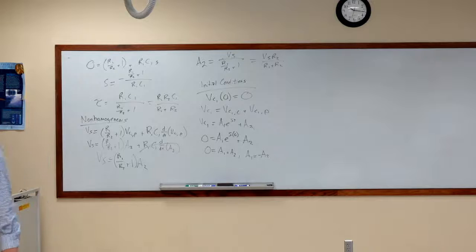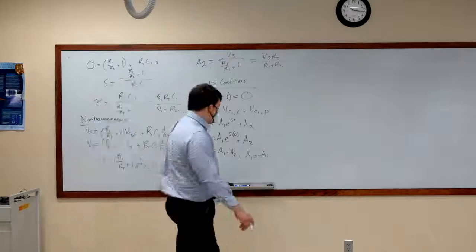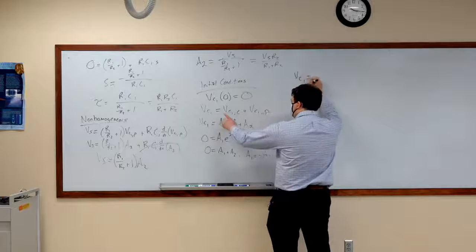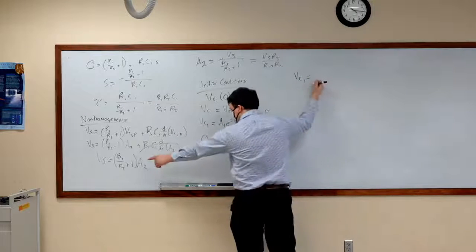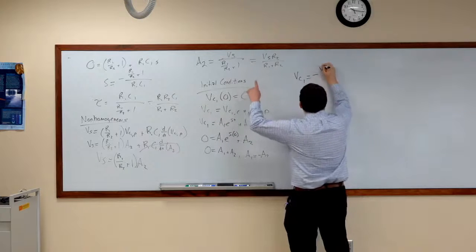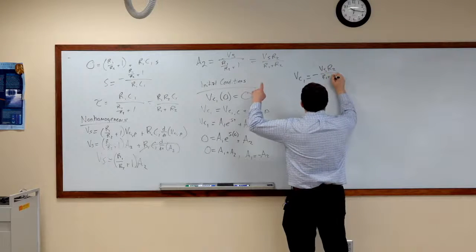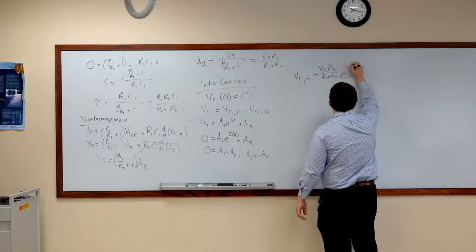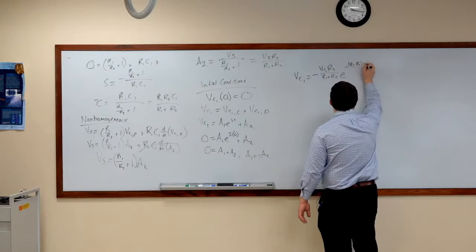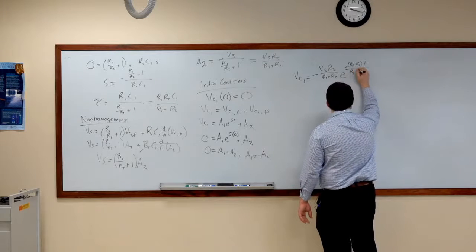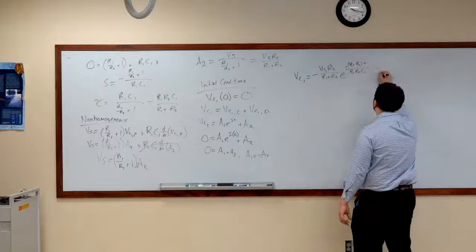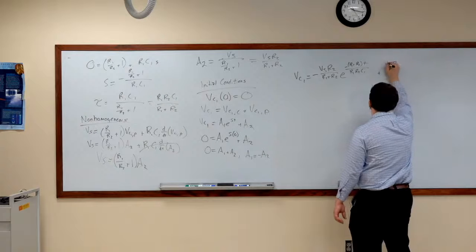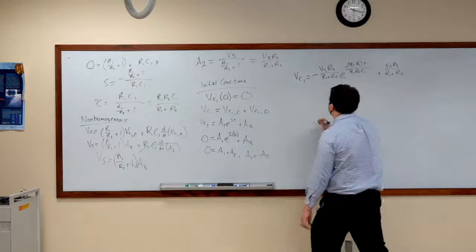If we write out the final solution, VC1 is equal to, A1 is equal to negative A2, which is equal to negative VS R2 over R1 plus R2 times e to the s, which is equal to negative R1 plus R2 times T divided by R1, R2, C1, plus VS R2 over R1 plus R2. And that's our final solution.